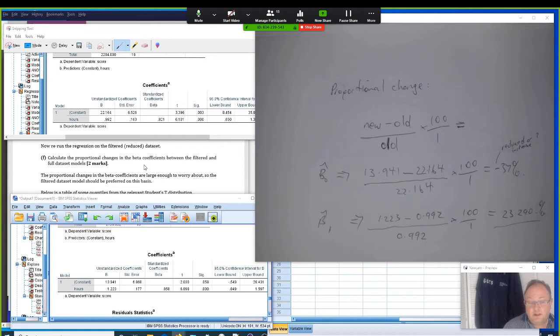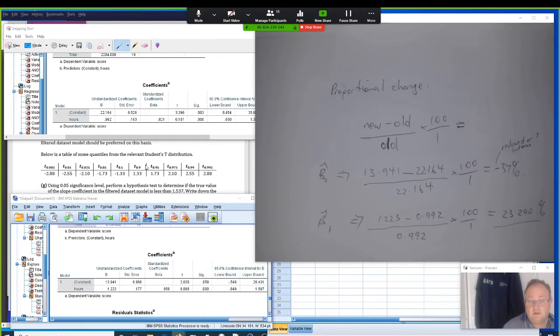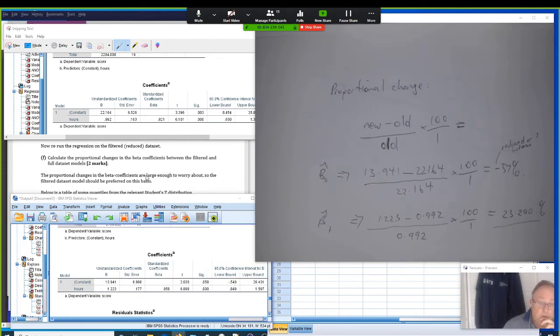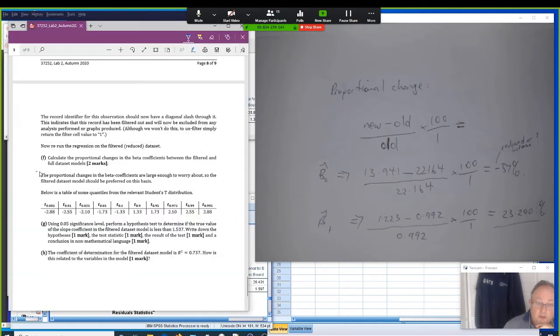So what can we say about that? It's an influencer. It's changing the nature of our model. So the proportional changes are large enough to worry about. So there's our preferred model. So you need to make that statement as well in order to get those marks. All right.